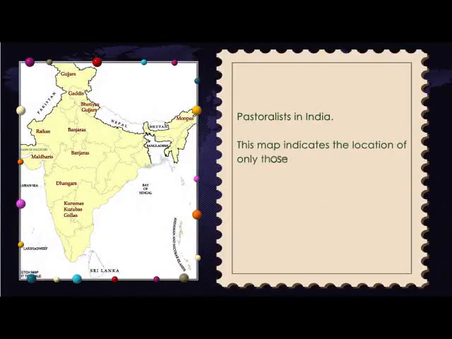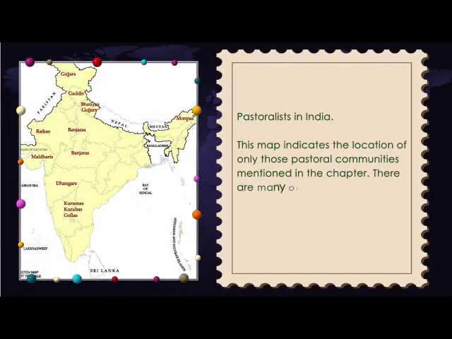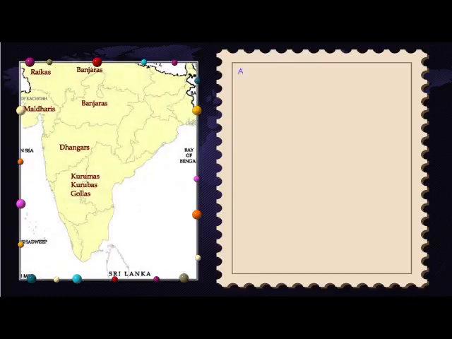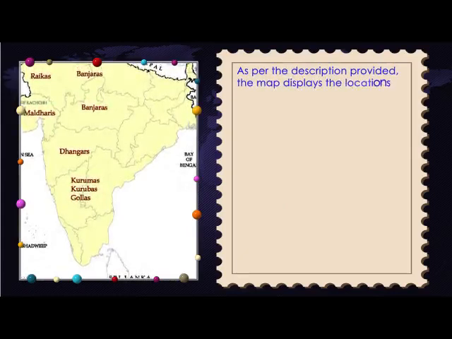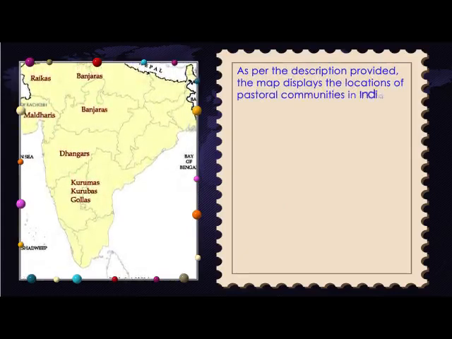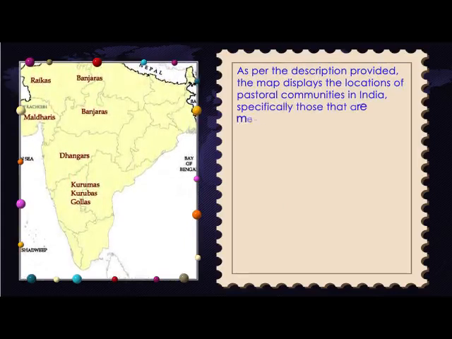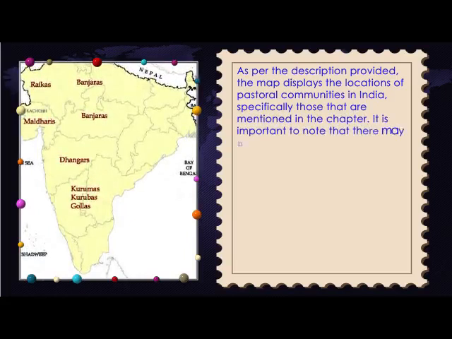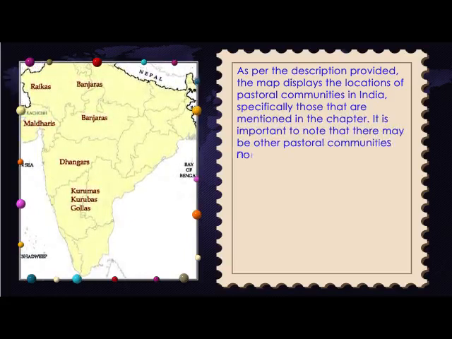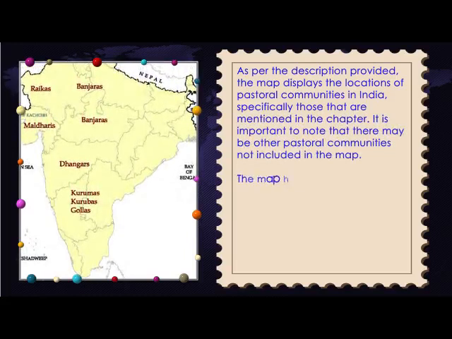Pastoralists in India. This map indicates the location of only those pastoral communities mentioned in the chapter. There are many others living in various parts of India. As per the description provided, the map displays the locations of pastoral communities in India, specifically those that are mentioned in the chapter. It is important to note that there may be other pastoral communities not included in the map.